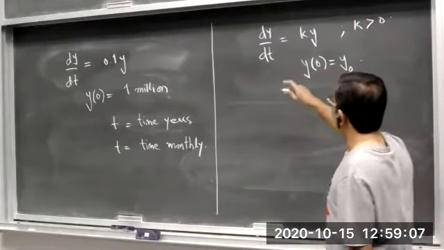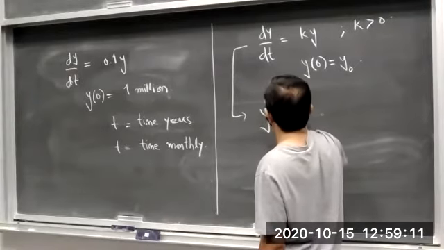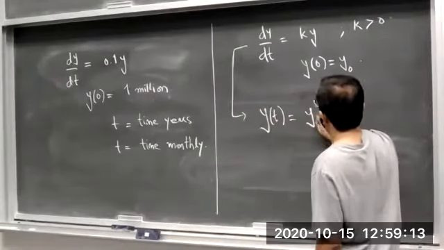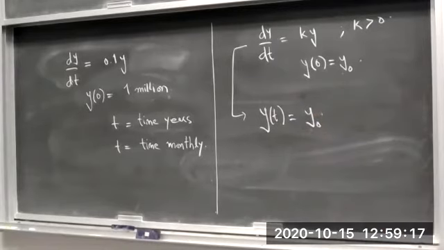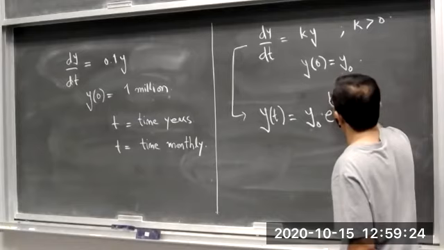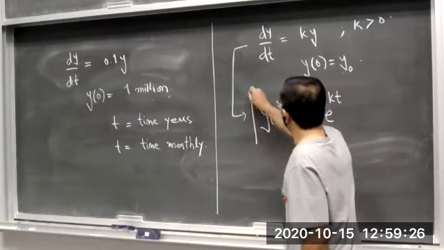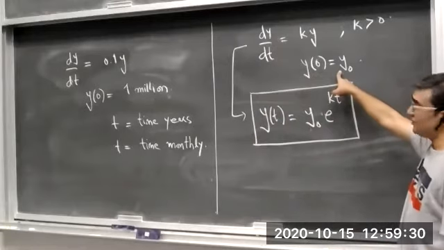ठीक है। तो अगर हम इसको solve करें, I hope you know how to solve it, तो solution किस type का होता है? यहाँ पे y naught आ जाएगा, which is initial investment, and e raised power k times t. So this is the solution of this differential equation after using this initial condition.